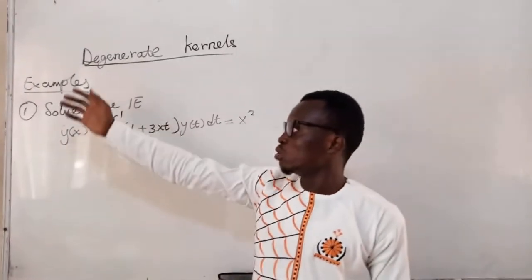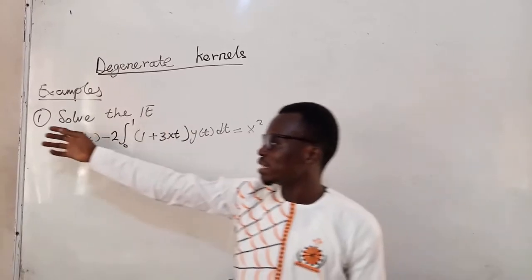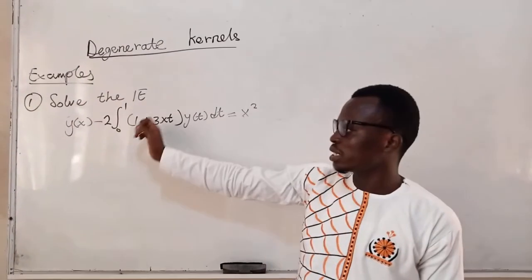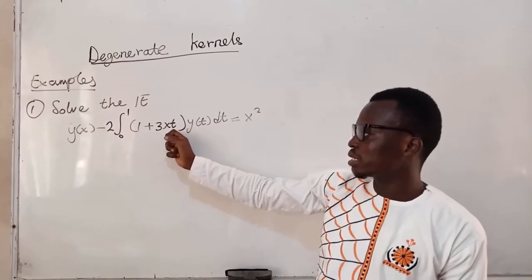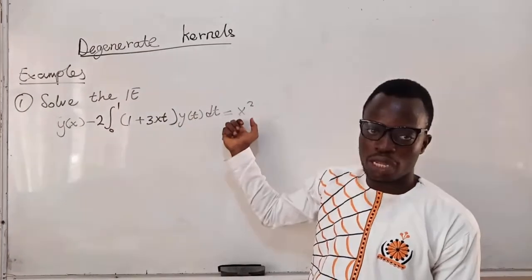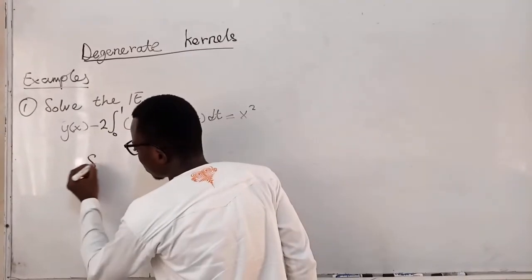In this session, we're going to look at examples under degenerate kernels. So let's consider this example. Solve the integral equation y(s) minus 2 integral from 0 to 1, (1 + 3st) y(t) dt equals s squared. Now let's start. Solution.